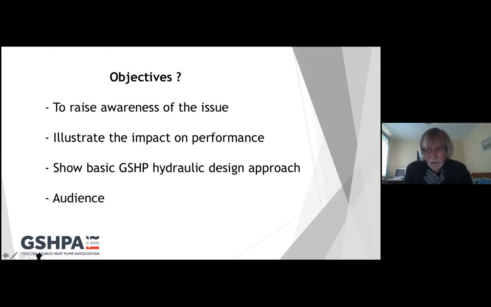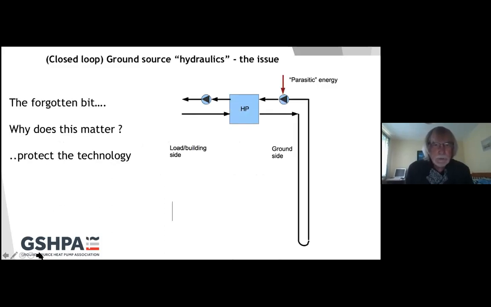And the audience that I'm probably pitching this to, I'm not sure who's out there, the highly experienced closed-loop installers that this won't be news to. I'm really preaching to people who want to be designers, who have been involved in design, but may not be aware of quite the significance that hydraulics has to these systems. The issue is, you could argue that this is the forgotten part of design of closed-loop systems.